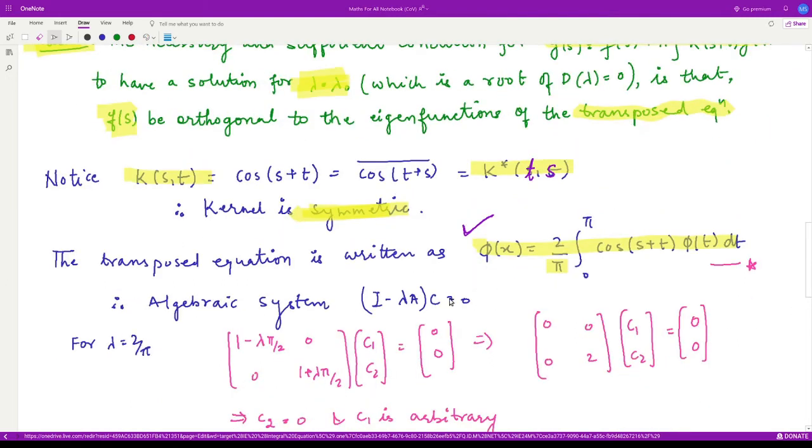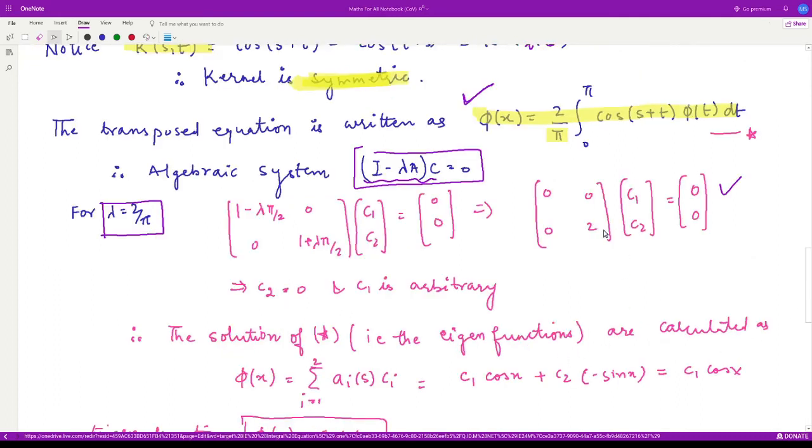So the algebraic system would now become (I minus lambda A) C is equal to 0, and we can solve this. We have the value of this matrix as 1 minus lambda pi by 2, 0, 0, 1 plus lambda pi by 2, times C, which we need to calculate. They are unknown, C1, C2, and this is the 0 matrix. Because we are talking about lambda equal to 2 upon pi, the system reduces like this. Now when you solve this, the equation gives 0 times C1 plus 2 times C2 equal to 0, which gives C2 as 0. Now C2 is 0, so C1 could be anything. So this is something arbitrary.